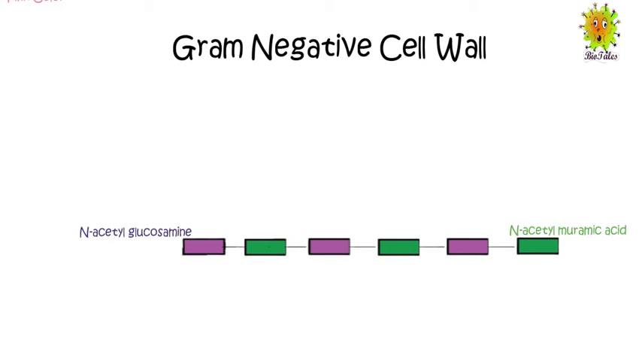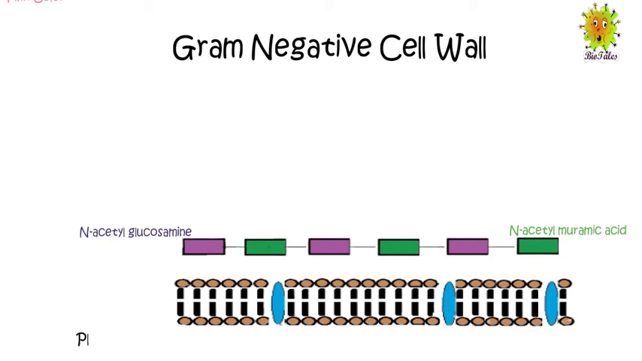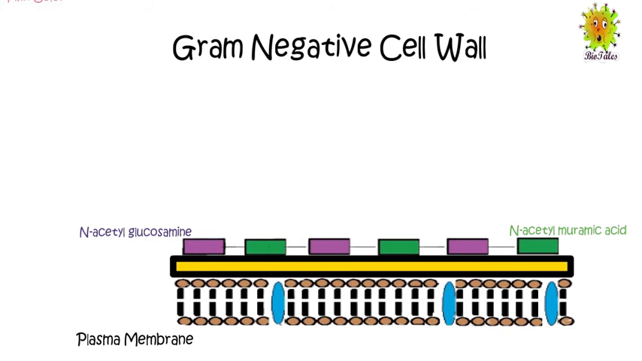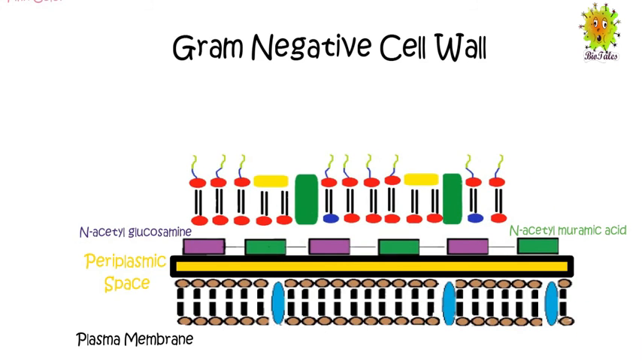The cell wall structure of gram-negative bacteria is much more complex than that of gram-positive bacteria. Between the plasma membrane and peptidoglycan layer, there is a gel-like matrix called the periplasmic space. Unlike gram-positive bacteria, gram-negative bacteria have an outer membrane layer that is external to the peptidoglycan cell wall. Membrane proteins, murein lipoproteins attach to the outer membrane of the cell wall.